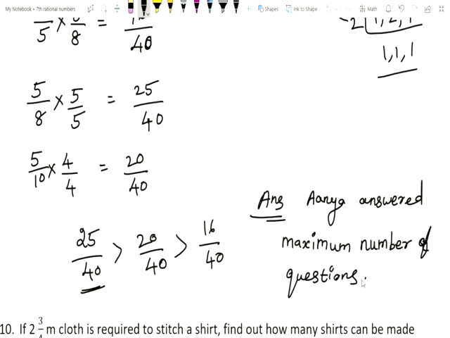Do you understand, children? Who answered the maximum number of questions? Ananya. First, we have to convert all the denominators to the same. After that, you compare the numbers. Here, 25 is the greater. 25 represents 5 by 8. Okay, 5 by 8 only we converted to 25 by 40. So, 5 by 8 of the questions, who answered? Ananya. So, Ananya is the answer. Okay, children? You understand?